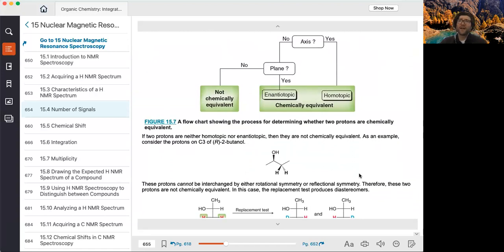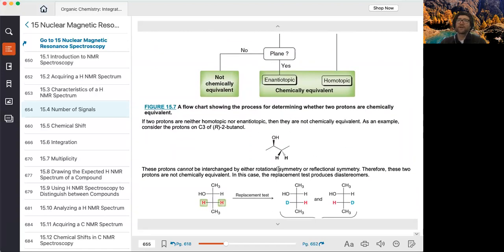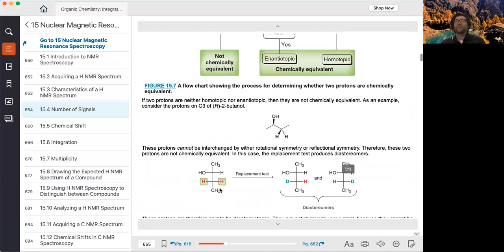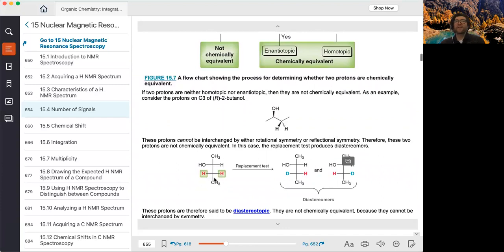An example of diastereotopic protons is shown here in your book with this 2-butanol. The protons on the third carbon of 2-butanol are said to be diastereotopic. And you can see that illustrated closely thereafter, because if you replace either of the protons on the third carbon by a deuterium, then these are now mirror images, and so they are not the same molecule, they are not chemically equivalent, and you will see two different signals for each proton here. Slightly different signals, but they will be different.